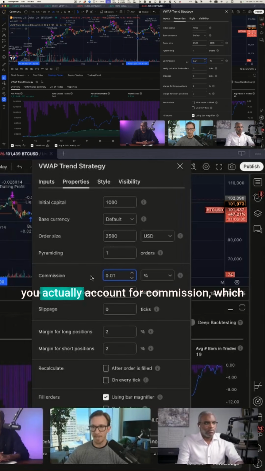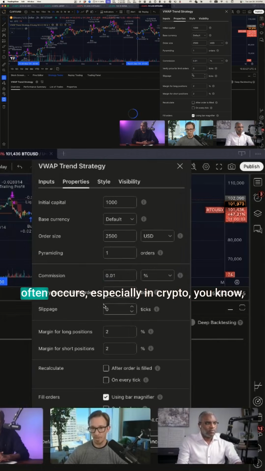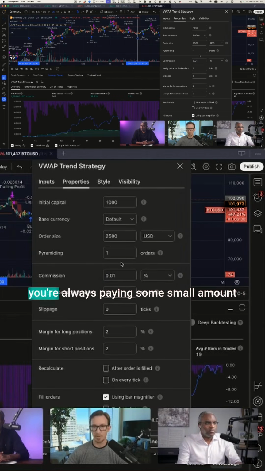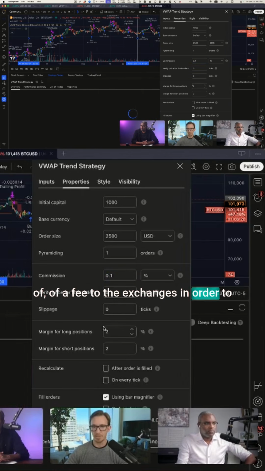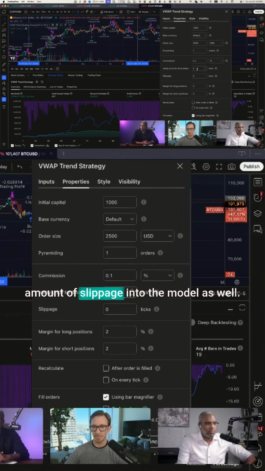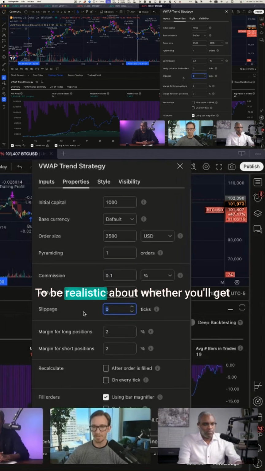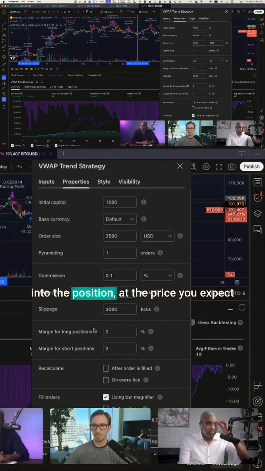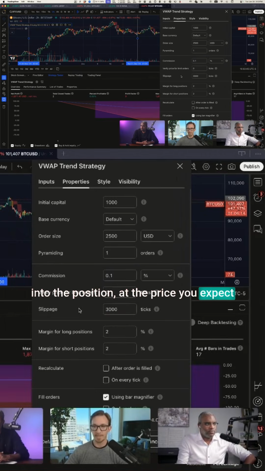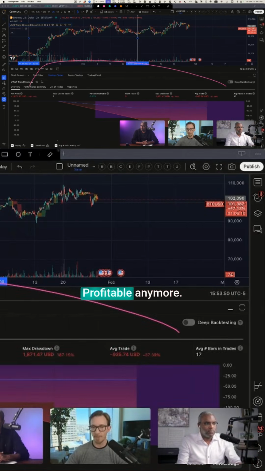And the moment that you actually account for commission, which often occurs, especially in crypto, you're always paying some small amount of a fee to the exchanges in order to participate, but then also incorporating some amount of slippage into the model as well to be realistic about whether you'll get into the position at the price you expect. That change in slippage can make it to where the whole strategy is not even profitable anymore.